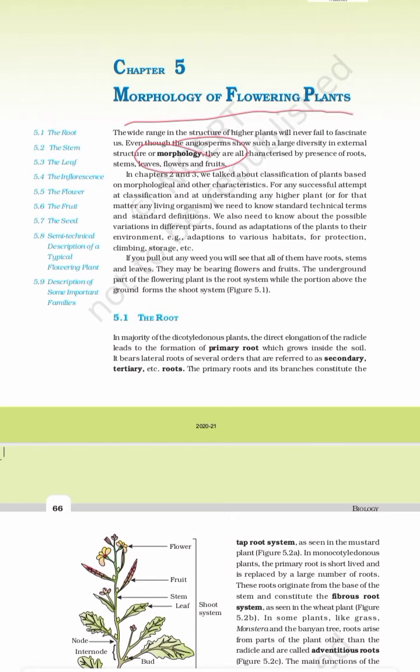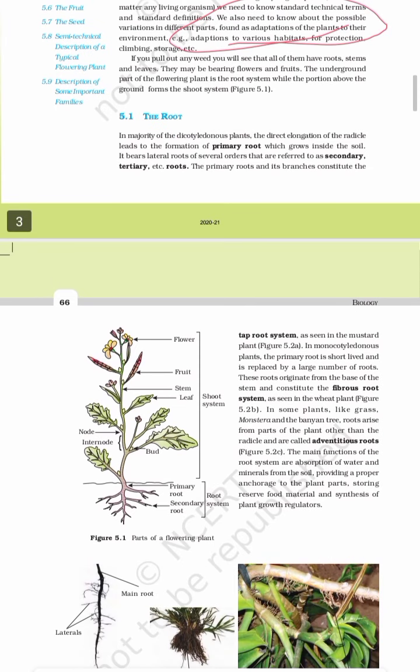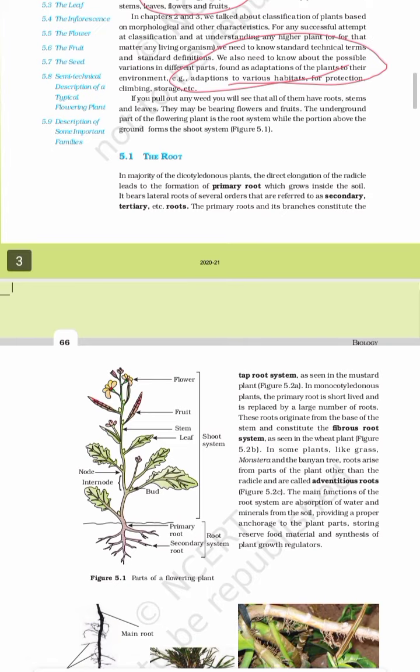So when we want to do a deep dive into the study of plants, we have to study a few technical terms related specifically to the flowering plant, or a full-grown plant. First of all, we are starting with the root. Root is the part of the plant which is below the soil, right? Root is developed from a part called the radicle.